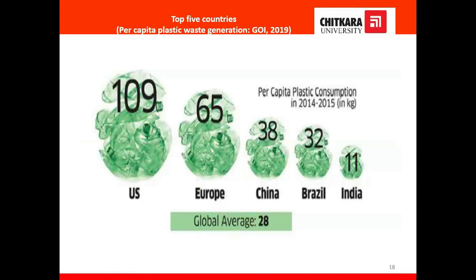So we can see US is on the top, 119 kg per capita plastic generation. Then 65 kg per capita, this is for Europe, 38 China, 32 Brazil, and India at the 5th place, which is 11 kg per capita. So these statistics show us the level of plastic generation; the management of plastic is going to be a problem for all of us.